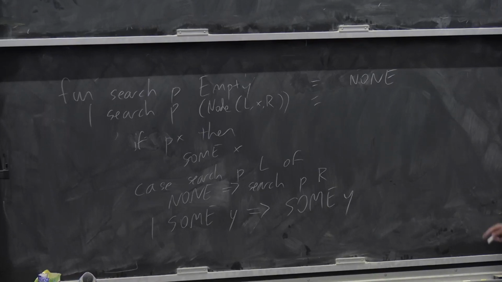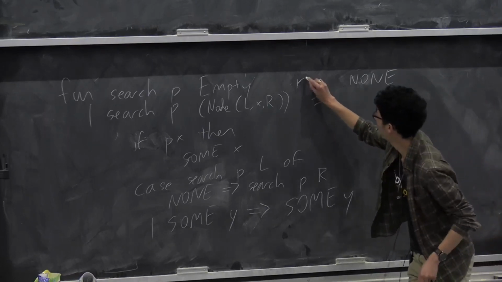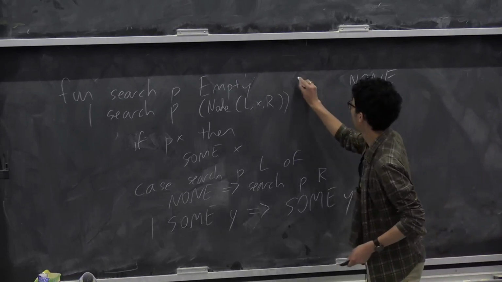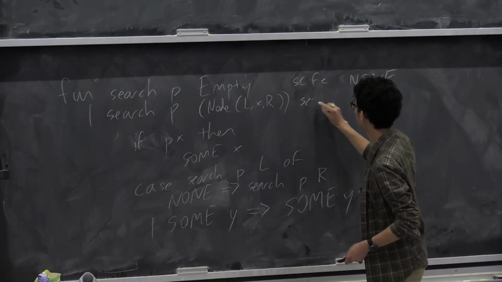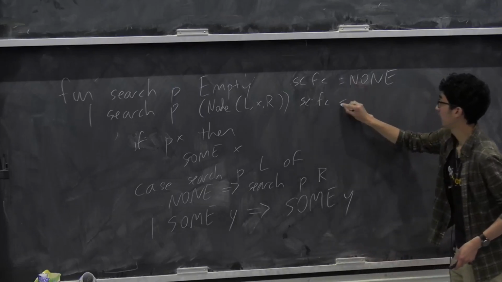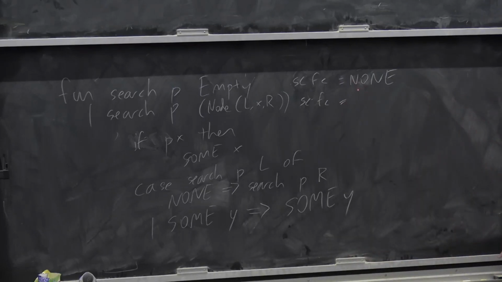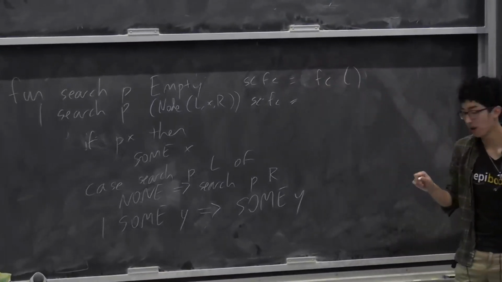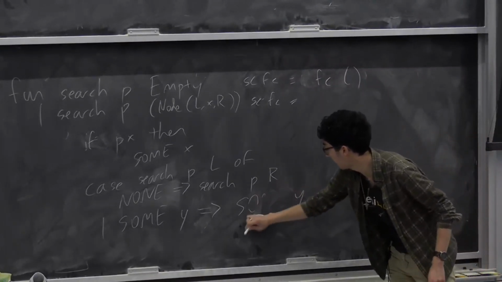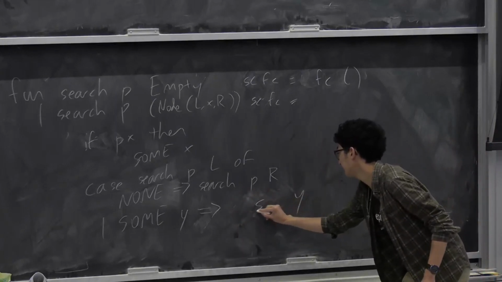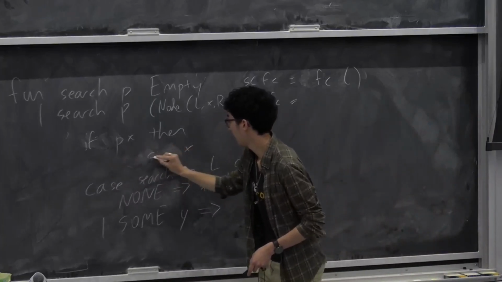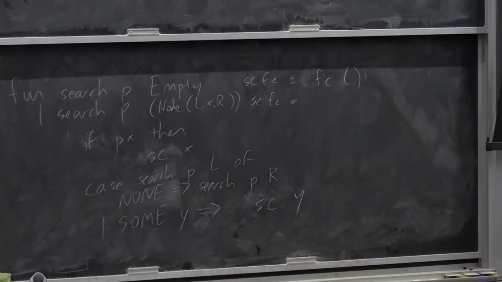Let's make it CPS. First step, continuation. Second step, fulfill the pact. SC, FC. Next step, fulfill the pact. If I were to return none, FC of unit for none, right? And in the some case, instead of some of y, I return SC of y. And here, instead of some of x, SC of x. That's part two.